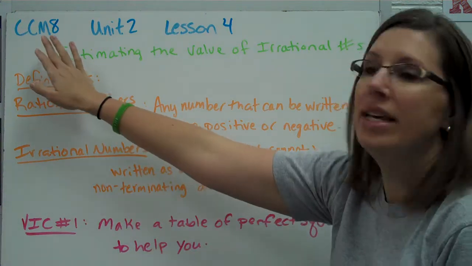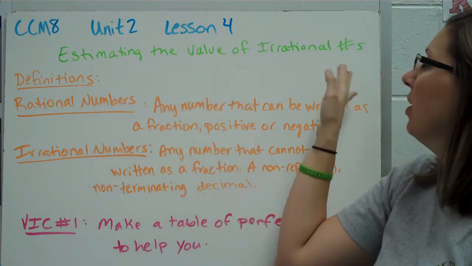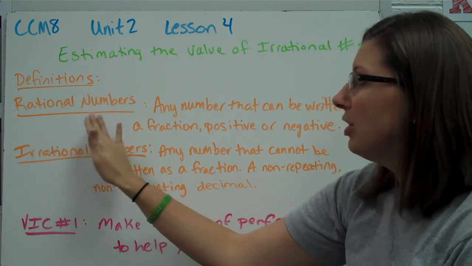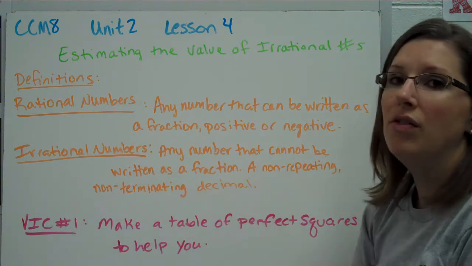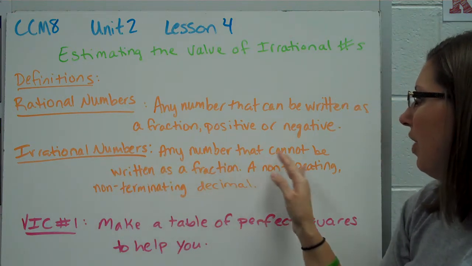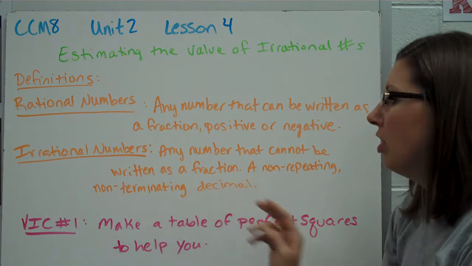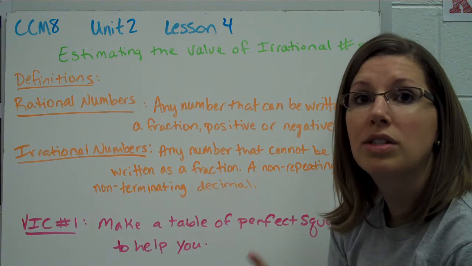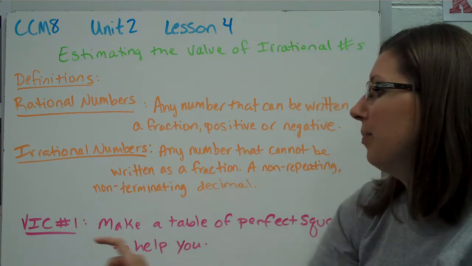Today we're going over CCM8, Unit 2, Lesson 4, Estimating the Value of Irrational Numbers. Some definitions for you. A rational number is any number that can be written as a fraction, positive or negative. Irrational numbers are any number that cannot be written as a fraction, so any non-repeating, non-terminating decimal. This is like pi or the square root of any non-perfect square.